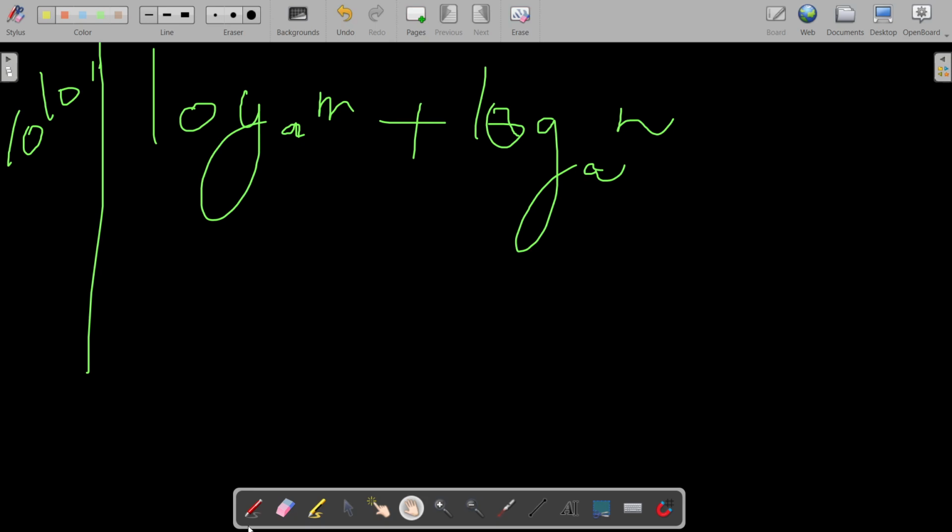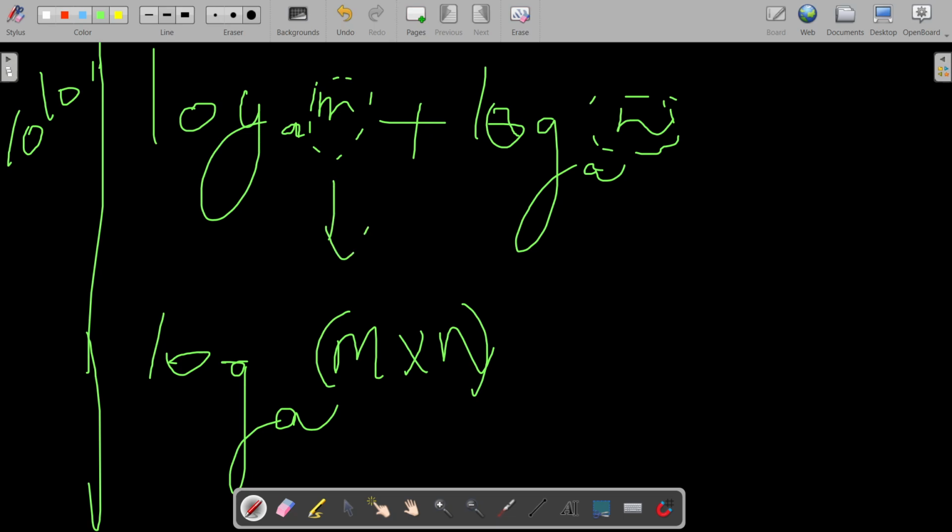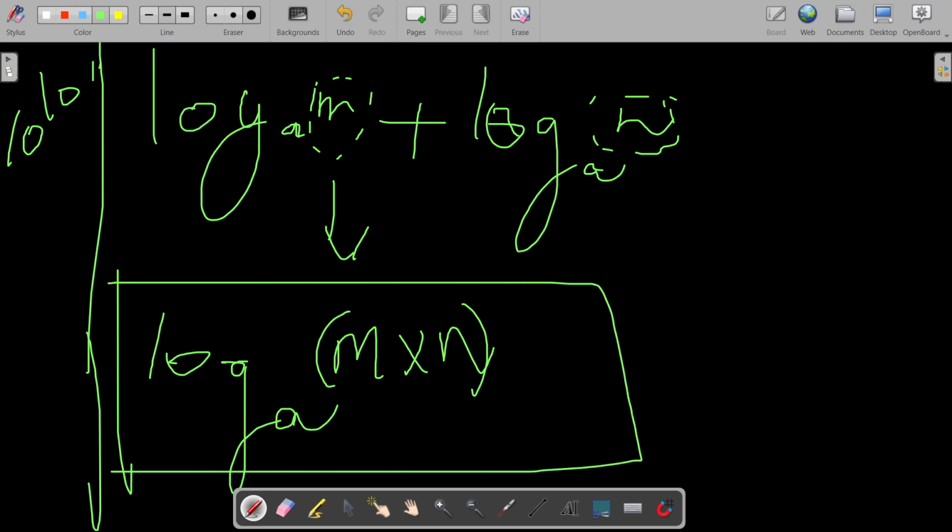So here comes a second property, that if the bases are same and we are adding logarithms of different arguments, then they will multiply with the same base. The answer will be their multiplication, m times n. Okay, so this is the answer for this particular expression. So this is a property of logarithm. We need to remember.